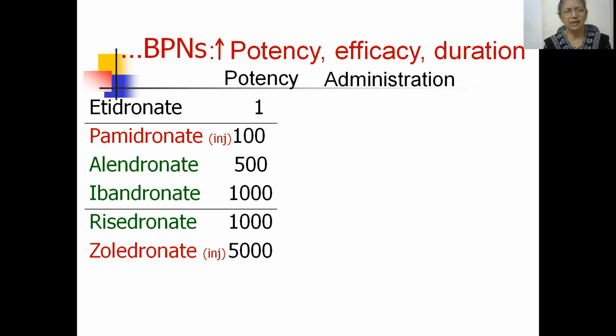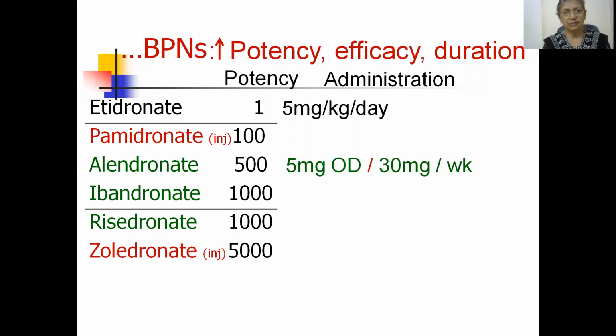Okay, so if you can see how we administer it, etidronate had to be given 5 milligrams per kilogram per day. It's less used today. Alendronate, as I said, is the commonly used, amongst these, the first used drug for osteoporosis. Etidronate was 5 milligrams per kilogram per day.